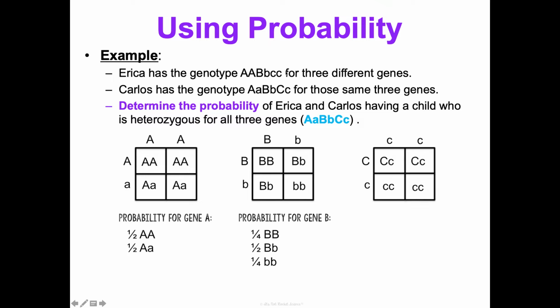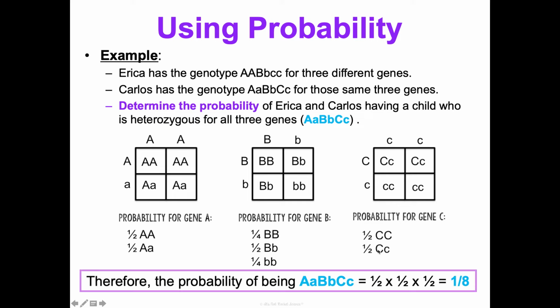Then let's look at gene C. She's homozygous recessive. That's what's on top. He's hetero, so that's here. We fill it in. We get a 1 out of 2 will be homozygous, or excuse me, I'll correct this. It should say little c, and 1 out of 2 should be big C, little c.